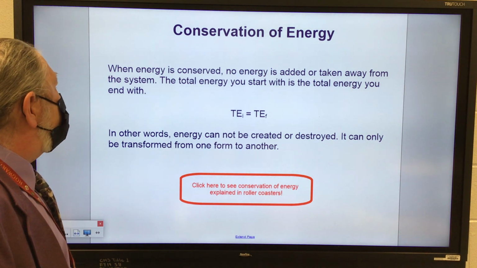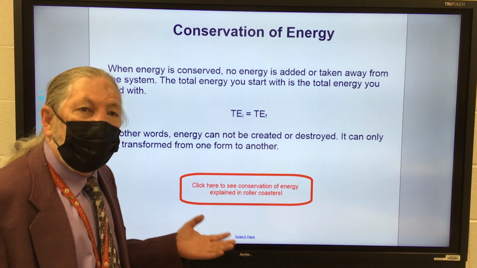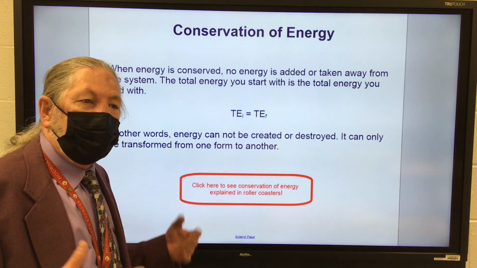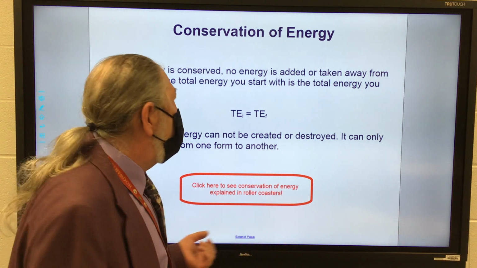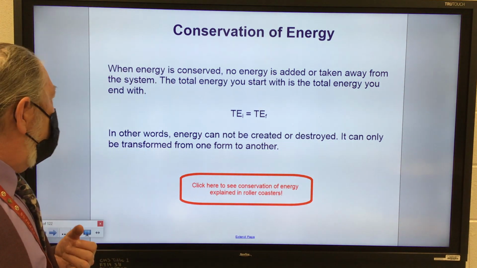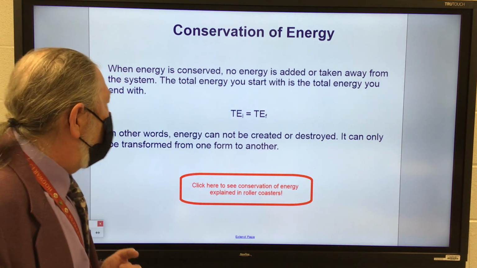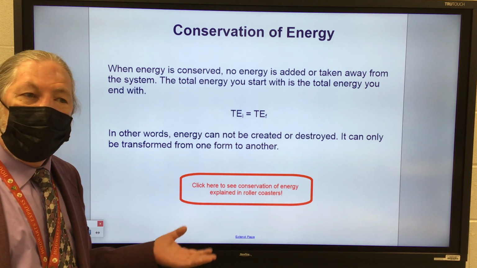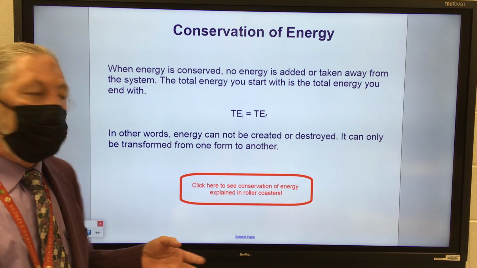Okay, so when energy is conserved, think that it's still there. It's just changing form. It's not created. It's not destroyed. So when energy is conserved, no energy is added or taken away from the system. The total energy you start with is the total energy you end with. It's just in a different form, either potential or kinetic, right? Or it could be chemical to electrical and so on.